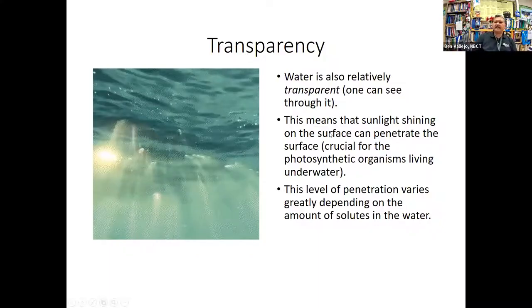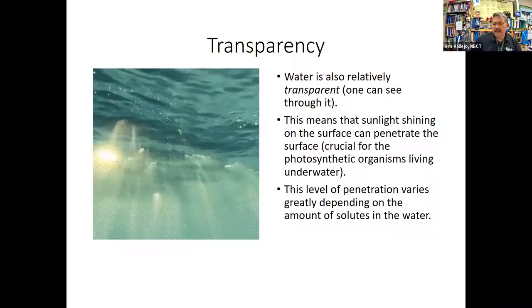It says here, this means the sunlight shining on the surface can penetrate the surface. But again, not to a great degree. So most of the organisms live on the top. The algae that provide the oxygen for the world, they're called the phytoplankton. Phytoplankton need light, and so most of them are found in the top regions of the surface water. Okay. Solutes, stuff dissolved in the water, can also have an effect on how deep the light goes.